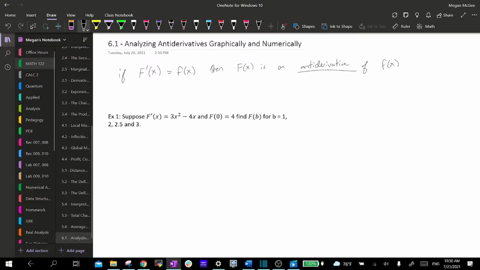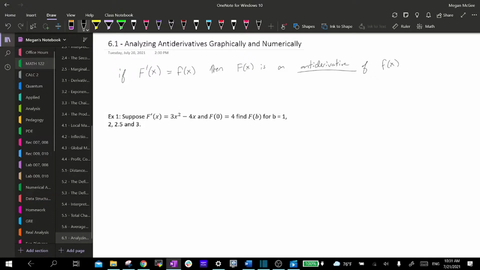Okay? So if we're using lowercase letters throughout the next section, we will be referring to those as the derivative even if they don't have the prime symbol. So do be careful and make note of that.